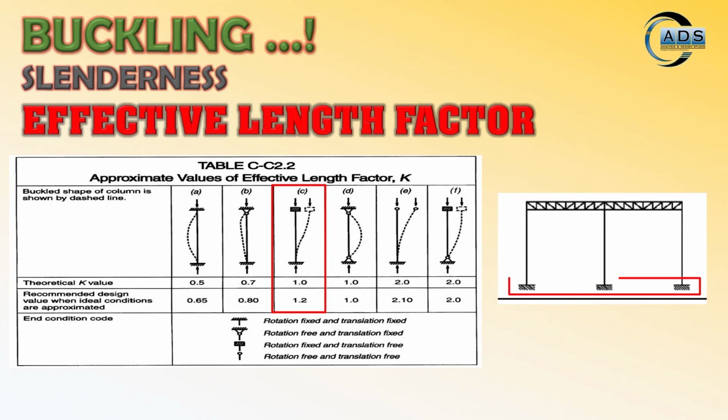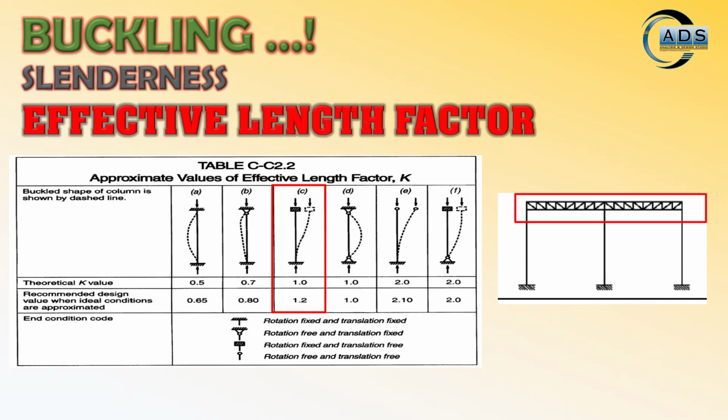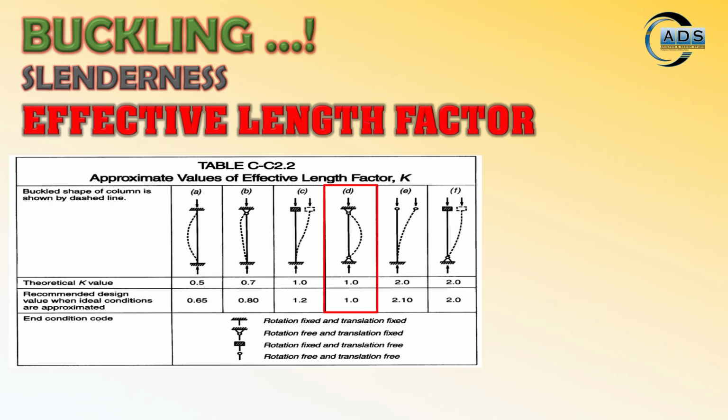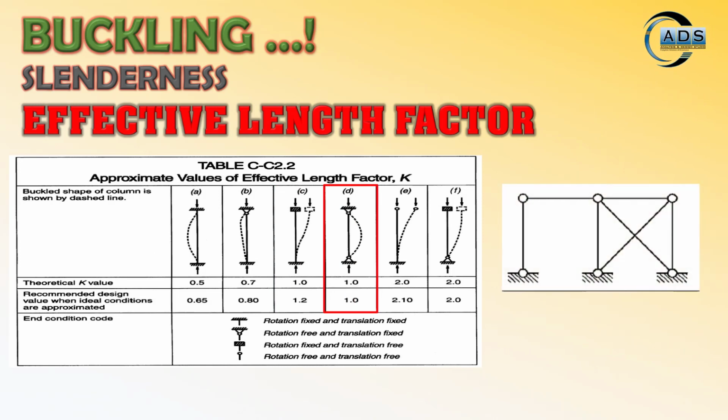All the columns at their base are fixed, and at the top the same situation where there is a truss connected to the column, so the flexural rigidity of the column is very much less compared to the overall truss. So translation is allowed because there is no bracing used for all the columns, but rotation is fixed due to the truss. Case D is used when this type of situation occurs.